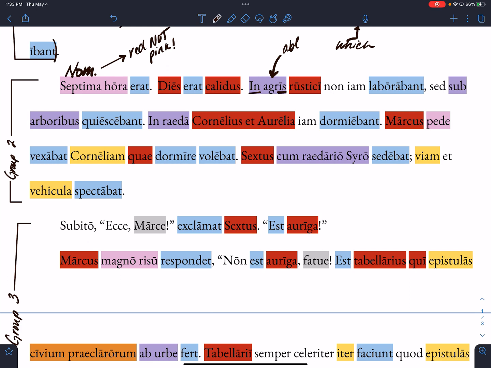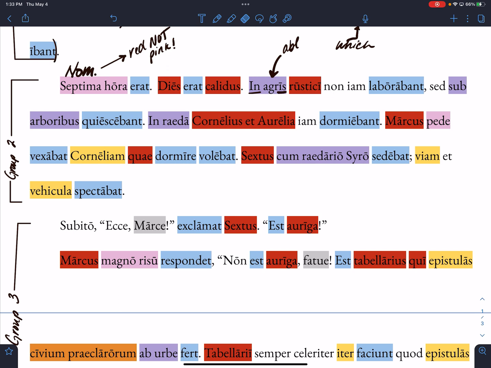Right. So that's why with Latin translation, it's important to be aware of the context as well, because grammatically, you could argue that rustici is genitive. You could say that, but contextually, it doesn't make sense. Okay. Other than that, I think we're good.